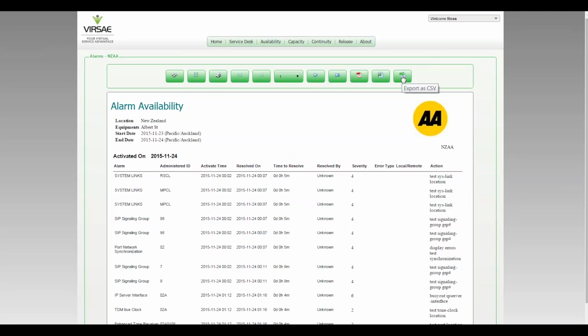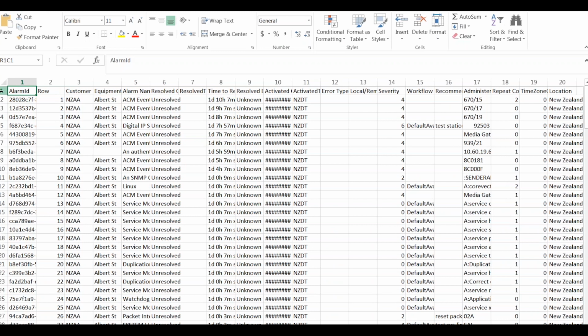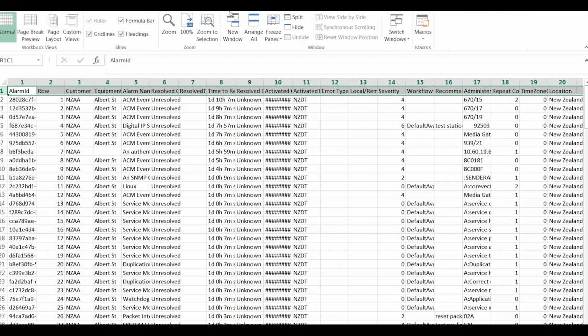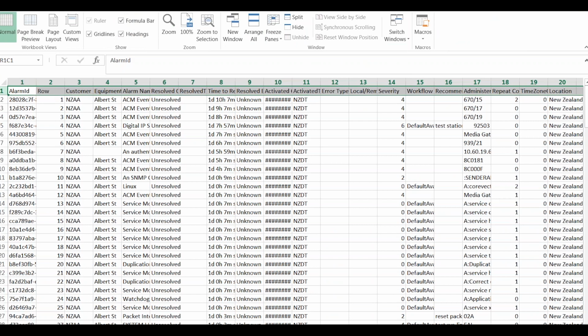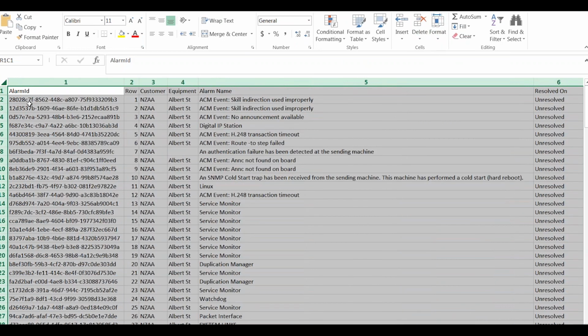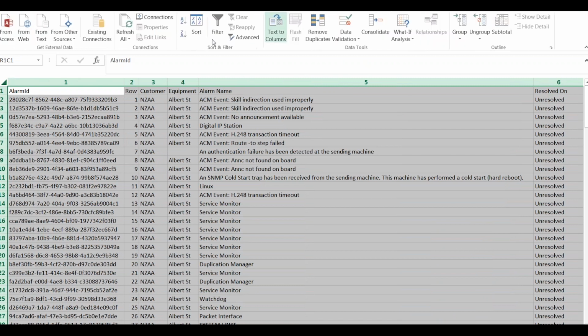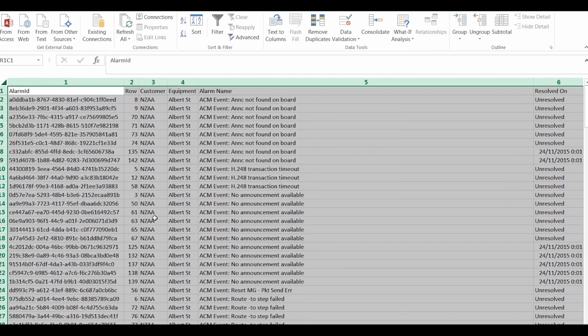I like to drop this out to Excel because it makes it easier to sort and filter and view that way. So under the view I'll freeze the top pane, the top row, so that we can see what the titles of the columns are. Do an auto fit there for the text so we can see the whole thing, and sort this based on the alarm name. I'll group all the alarms together.